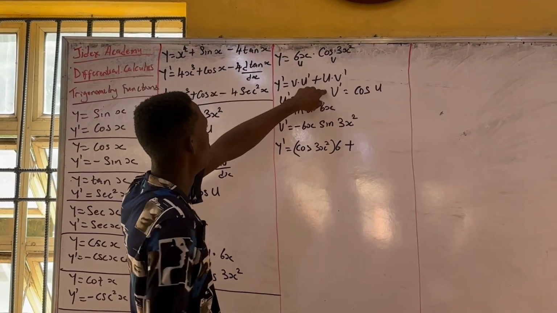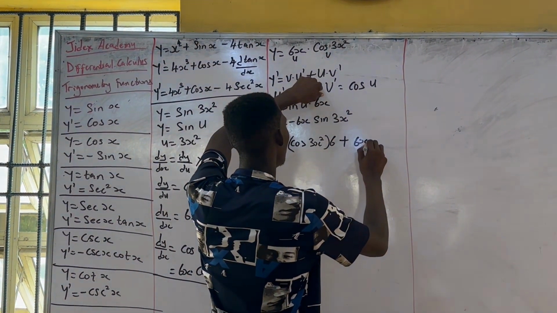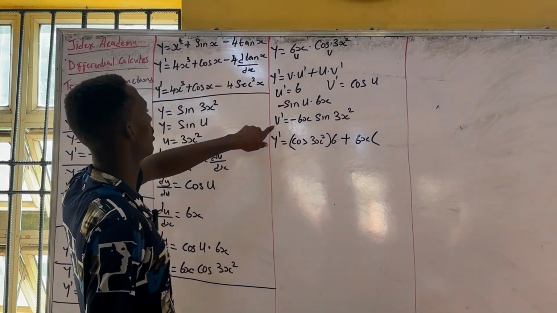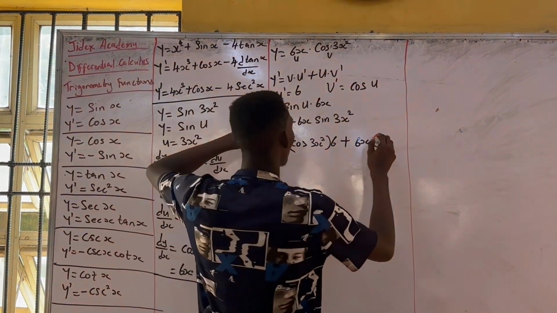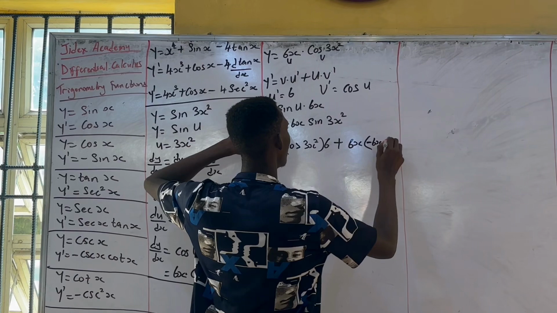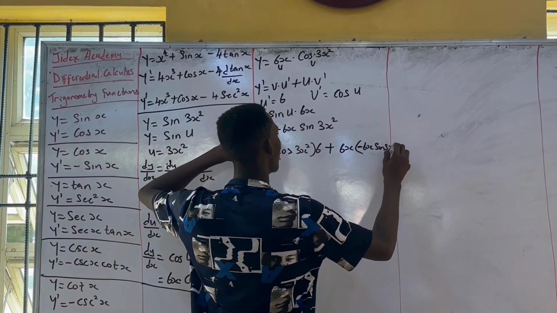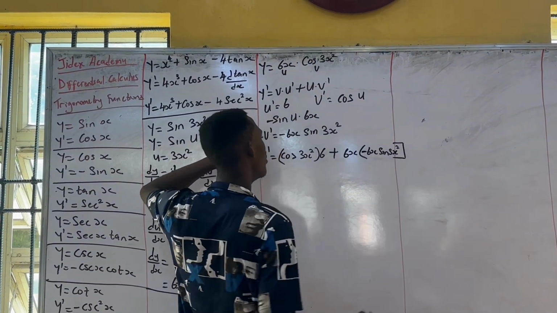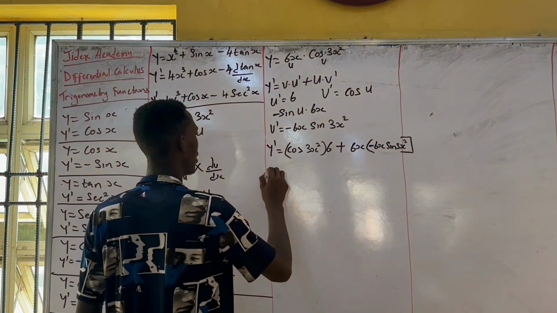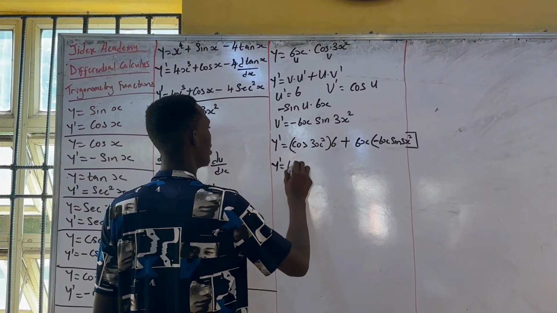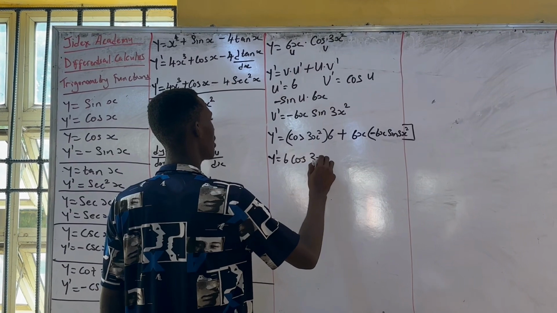our u, what's our u? 6x in brackets. What? v derivative. Our v derivative here is what? Minus 6x sine 3x squared. Therefore, we can now expand and see that our y derivative is equal to 6 cos 3x squared.